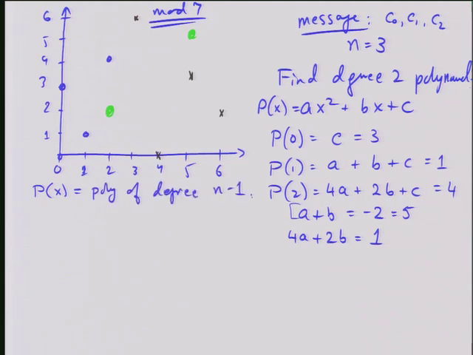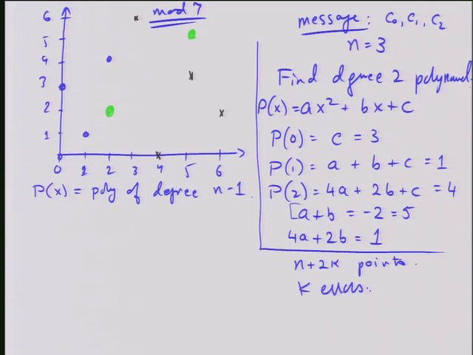Now, we are transmitting p of x. We are transmitting its value at n plus 2k points. And then we have k errors. So in our case, k equals 2, n equals 3. I'm just going to go through the example, but everything works in the same way.